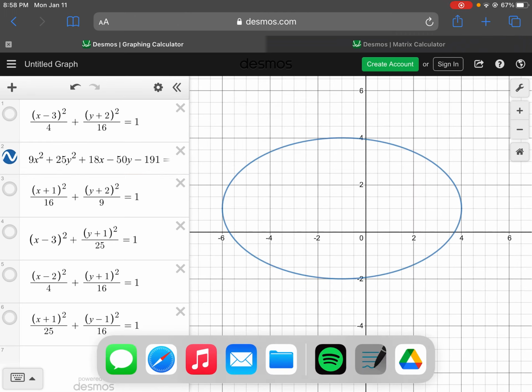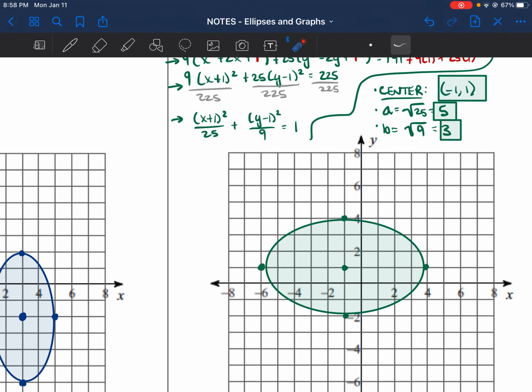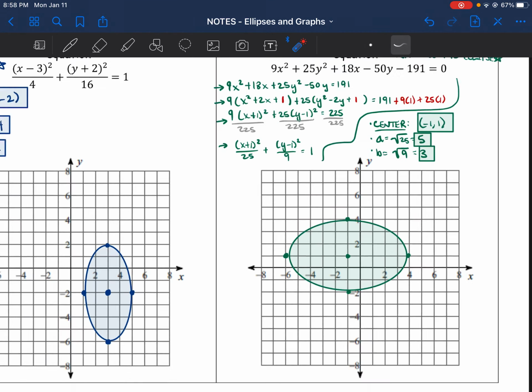Going through and double checking, we see the same points. Here's 4, 1. Here's -6, 1. Here's -1, 4. And here's -1, -2. Okay. So we can see that our answers were accurate.